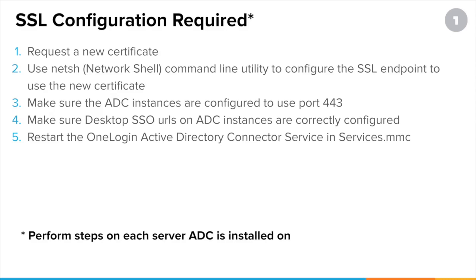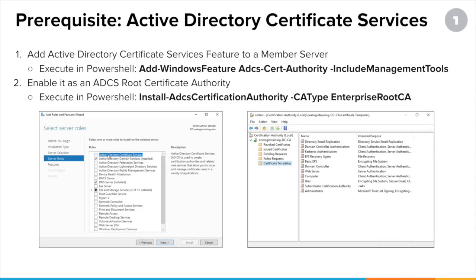Again, don't forget, these steps need to be done on each Active Directory Connector instance you have running within your AD environment. So, those prereqs: make sure Active Directory Certificate Services is up and running. You can do this through the GUI. Server Manager has that add roles and features option. Choose Active Directory Certificate Services, run through the wizard, and then you can enable it as a root certificate server.